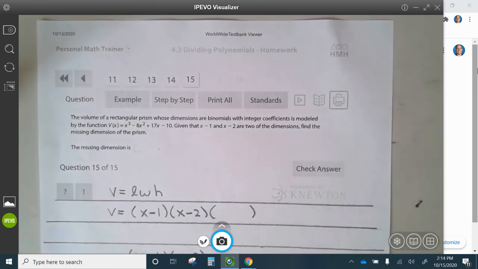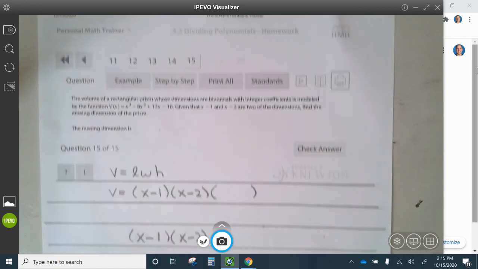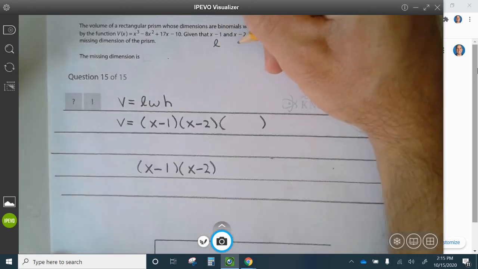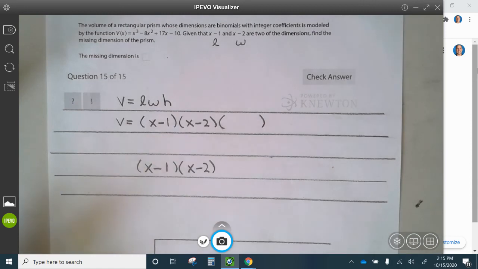All right, 15. The volume of a rectangular prism whose dimensions are binomials with integer coefficients is modeled by the function v of x equals x cubed minus 8x squared plus 17x minus 10. Given that x minus 1 and x minus 2 are two of the dimensions, find the missing dimension of the prism. We know that volume equals length times width times height. So let's call this length, let's call this width, and we don't have the height.